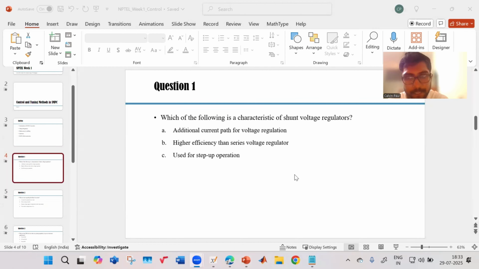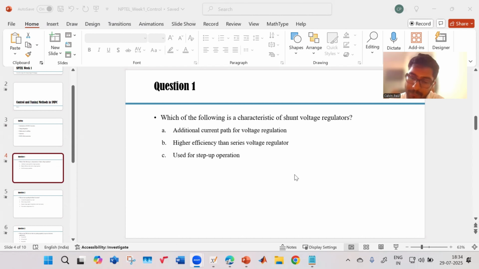Okay, so option A is correct because it provides another current path, the other current path I had drawn in the previous diagram. Similarly, it does not have higher efficiency than the series voltage regulator. It has a lower efficiency. And the series voltage regulator as well as the shunt voltage regulator cannot be used for step-up operation. Okay, so this is a very easy question.